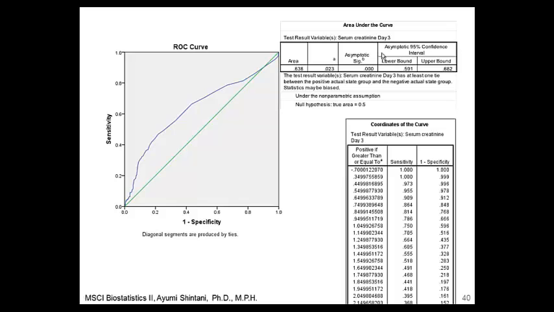So here you could say this tool using creatinine is better than nothing to predict hospital death. And this is a confidence interval, a 95% confidence interval for the area under the ROC curve. The area under the ROC curve can be less than 50% if your prediction is even worse than the random prediction.